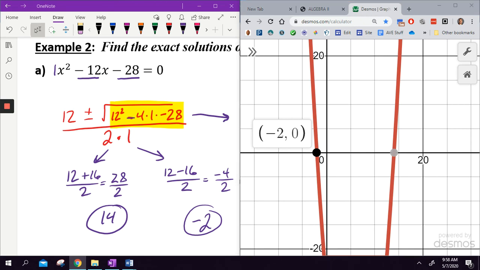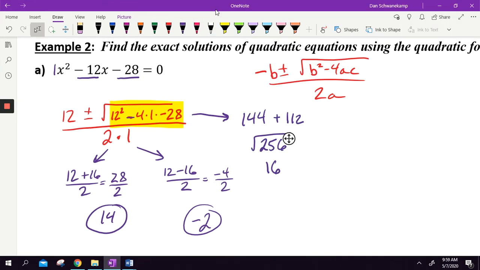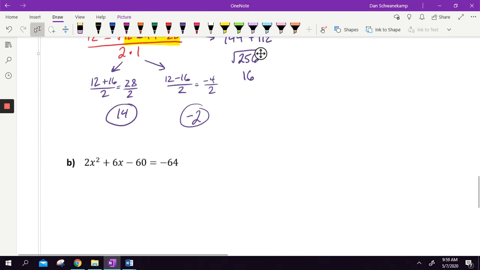There is one. It's at negative 2, just like we found. And where's the other one? It's at 14, just like we found. That is what quadratic formula tells us. It tells us the solutions, the roots, the zeros of that graph.